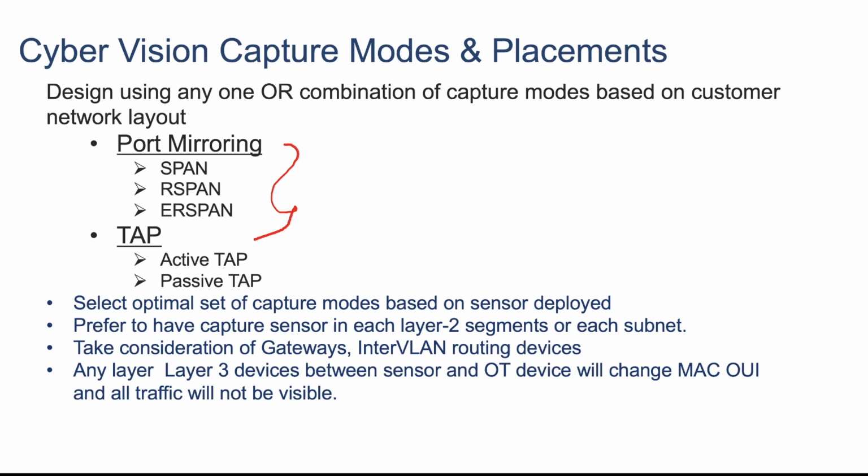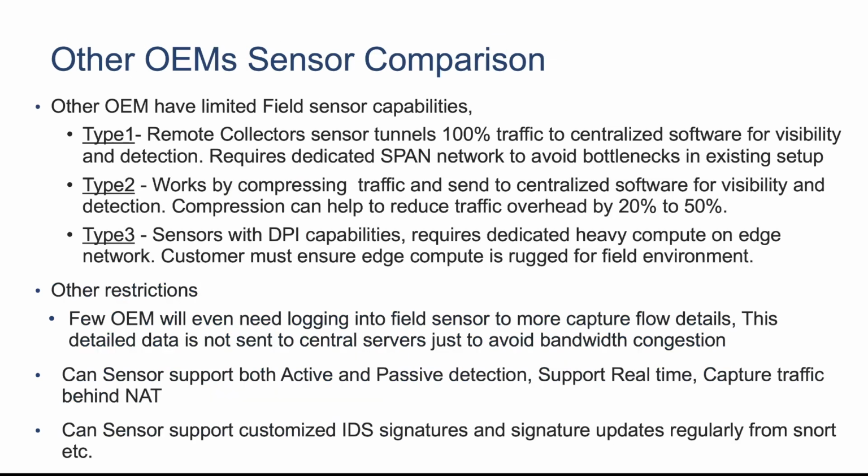Prefer to have capture sensors in each layer 2 segment or each L2 subnet. If traffic crosses layer 3 boundaries, like a gateway or an intervening router, there will be a problem, because we will not be able to capture the MAC OUI. Based on this OUI, we identify the asset correctly, and all the layer 2 traffic will not be visible in such a scenario.